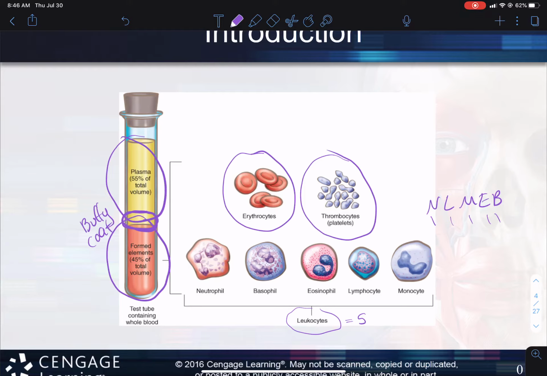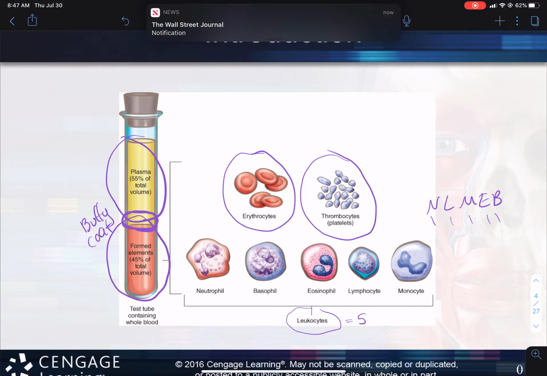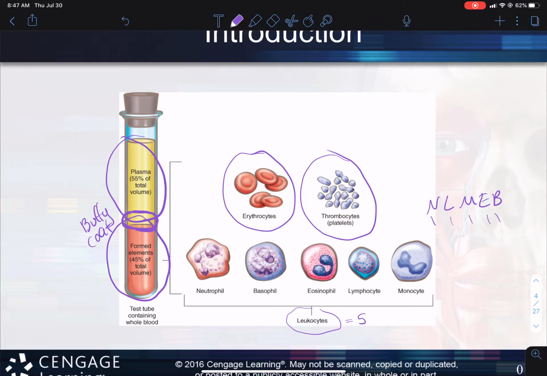So each of these cells is going to have individual functions. They're easily identifiable under a scope, where you can identify them by the nucleus or the staining of the cell or the size of the cell to identify what type of leukocyte it is. And they all have different functions, and they all come in different quantities within the blood. So neutrophils are going to be in one of the greatest quantities, followed by monocytes and then lymphocytes, while basophils and eosinophils are going to be in smaller quantities.